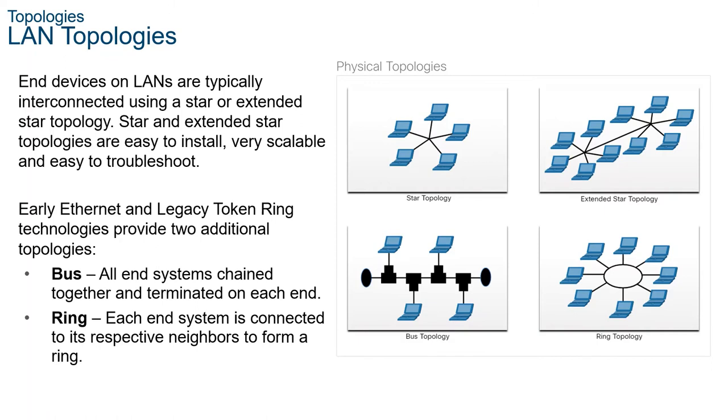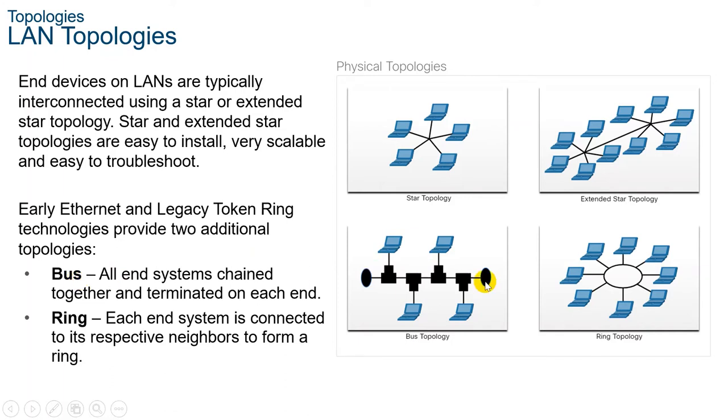Early star topologies interconnected end devices using Ethernet hubs, but nowadays we are using switches. At times there may be only two devices connected to the Ethernet LAN, an example being two interconnected routers. This would be an example of Ethernet used on a point-to-point topology presented earlier. You also have what you call the legacy LAN topologies. Early Ethernet and legacy token ring LAN technologies included two other types of topologies, which you often hear about, although less these days, which are the bus topology and the ring topology.